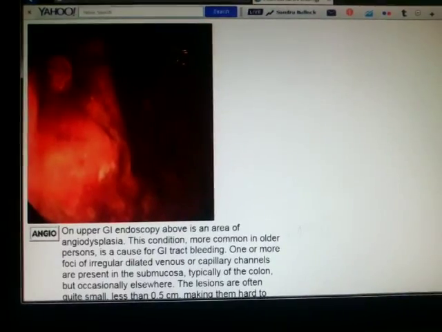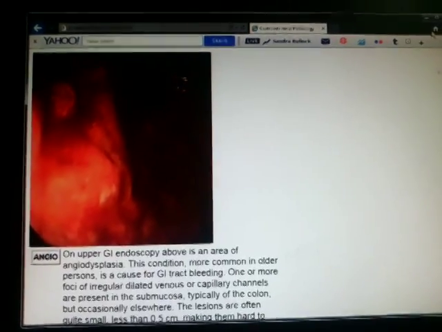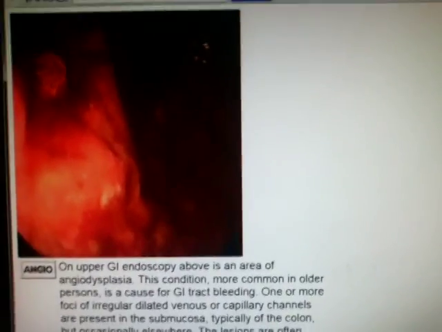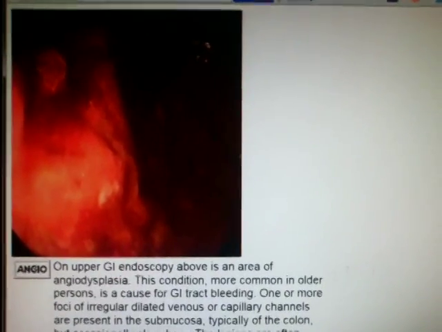GI tract lab, we will talk about some gross, endoscopic and microscopic evidence of some of the diseases encountered in the GI tract. First of all, we will talk about angiodysplasia.